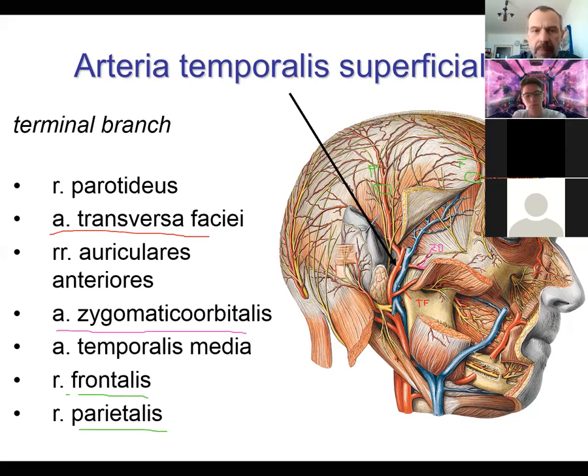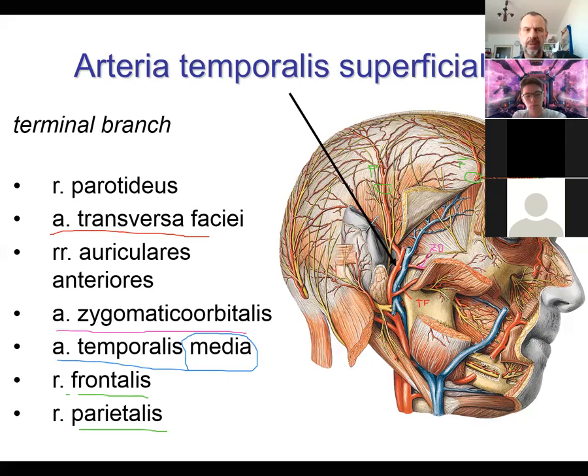Then we have the deep temporal. Deep temporal is not visible here. I'm sorry, not deep temporal, middle temporal. Middle temporal is not visible here as it goes below the temporalis muscle. And you may know that we have here a groove on the squamous part of the temporal bone. We have a shallow groove, which is called the groove of the middle temporal artery. So we have the middle temporal artery. And then there are smaller branches for the auricle, anterior auricular branches, and a parotid branch for the parotid gland.